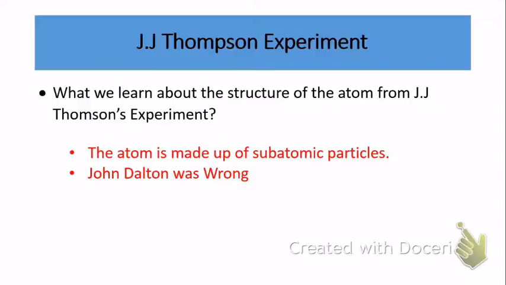So we learn these ideas about the atom from J.J. Thomson's experiment, that the atom is made up of subatomic particles, namely right now electrons. Eventually the proton and the neutron will be discovered. He also realized that Dalton's model was wrong and that a new model needed to be proposed. And so J.J. Thomson is going to propose a new model of the atom.